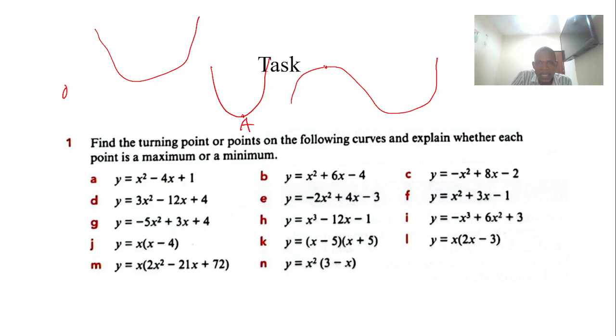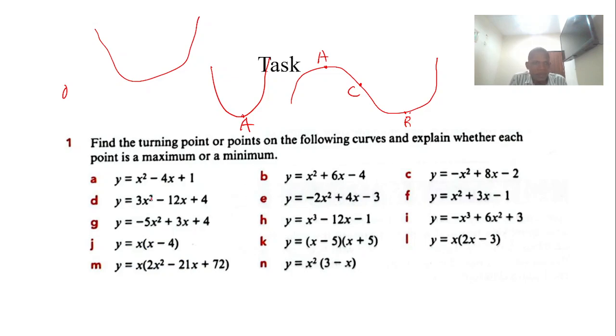Now this is a maximum point, call it point A. This is a minimum point, point B, right? Now this point here, point C, is my point of inflection. So that means a cubic curve has more than one turning point.